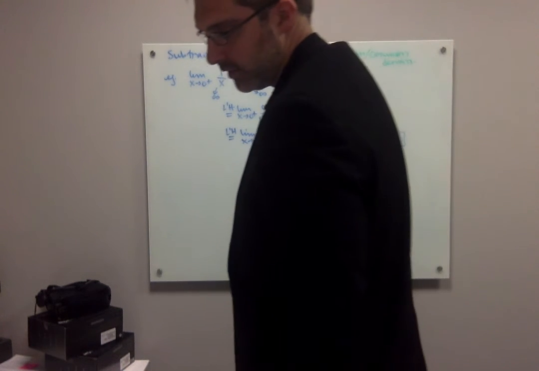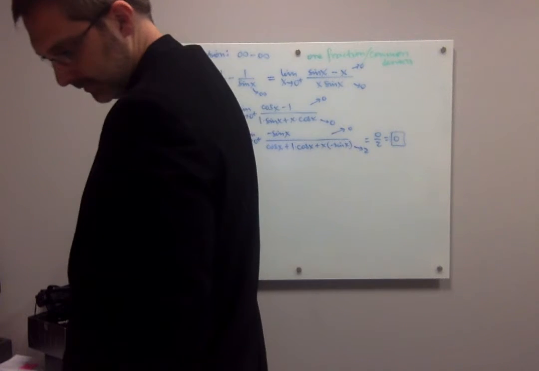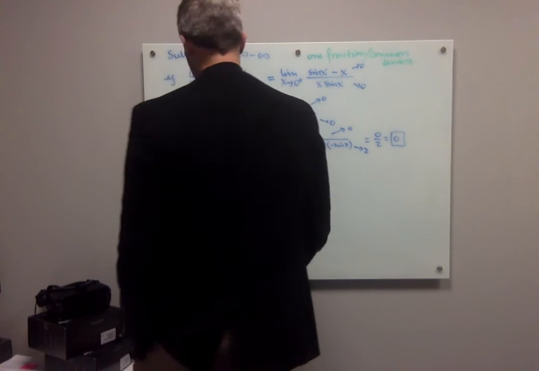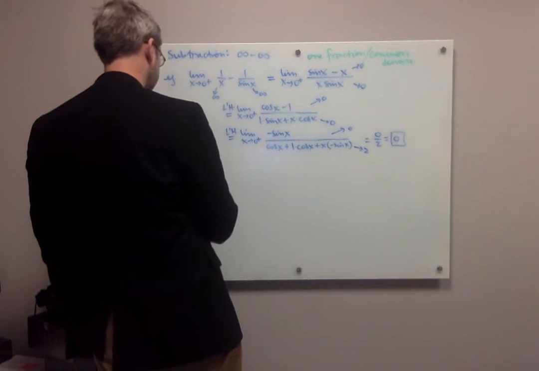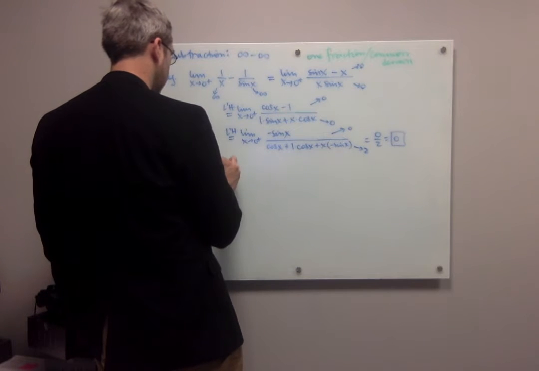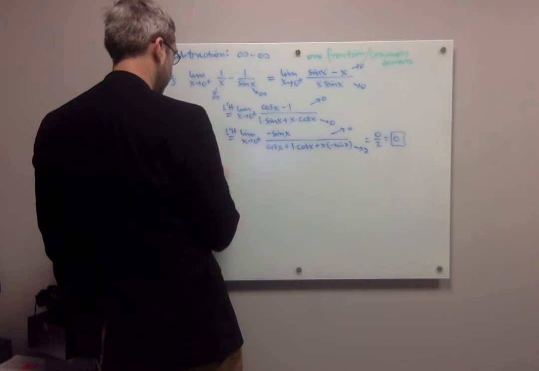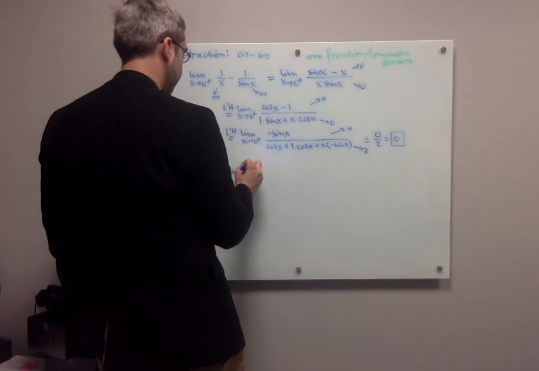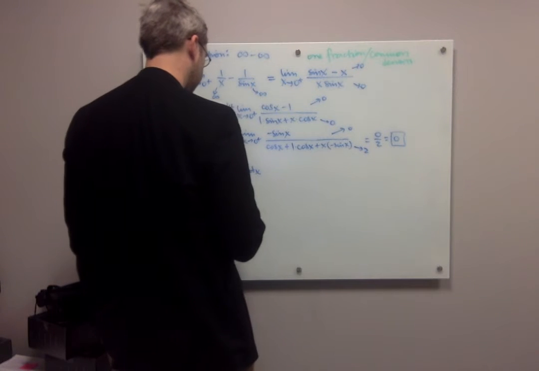Okay, let's look at one more example. Let's do the limit as x goes to 0 of cosecant x minus cotangent x.